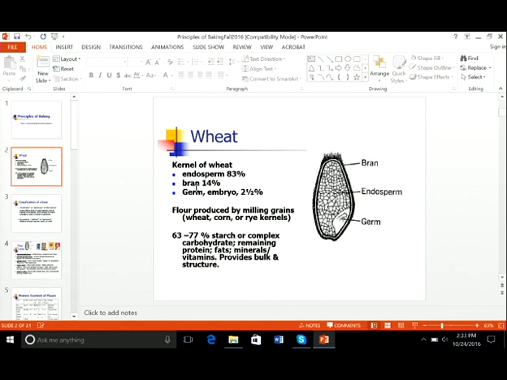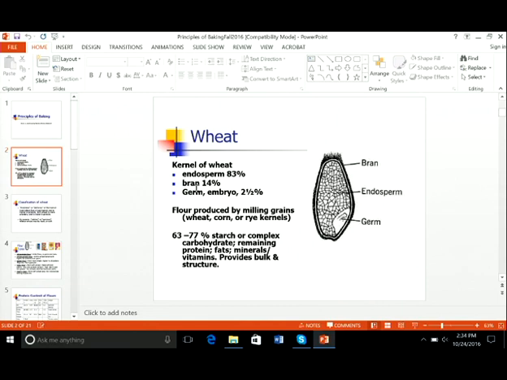We'll talk about that. So bran gives you the fiber, endosperm gives you the starch. That's where food is stored. Okay. And let's see, germ right here. Germ, of course, is the embryo or the nucleus of the wheat kernel. And that's where a new plant will come from.